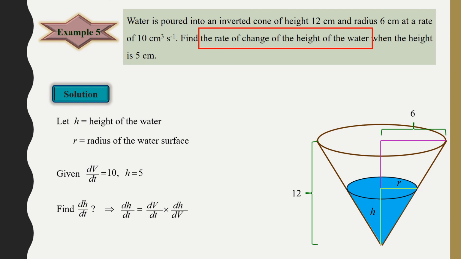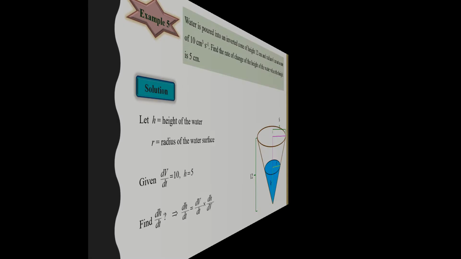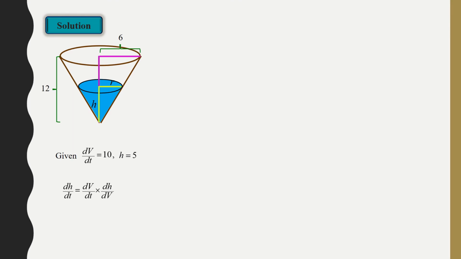So then the chain rule for dH/dt is dH/dt equals dV/dt multiplied by dH/dV. So we need to find dH/dV to get dH/dt. From the diagram, we can draw out the right angle triangle. We have volume equals 1 over 3 pi r squared h. So in the diagram, we have two triangles. We have a pink triangle and a yellow triangle.